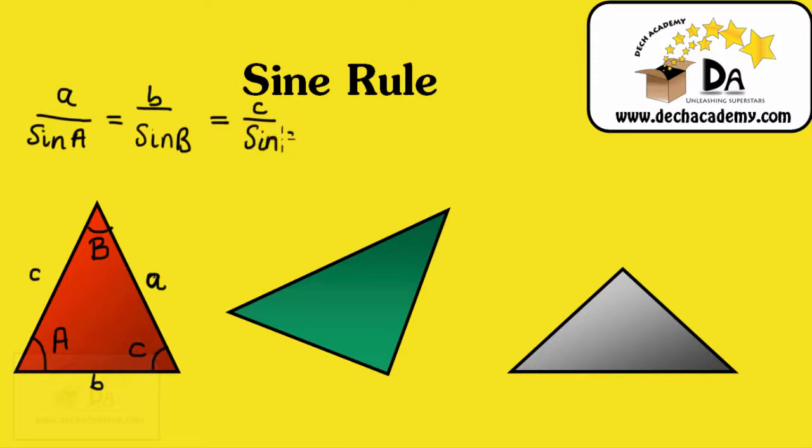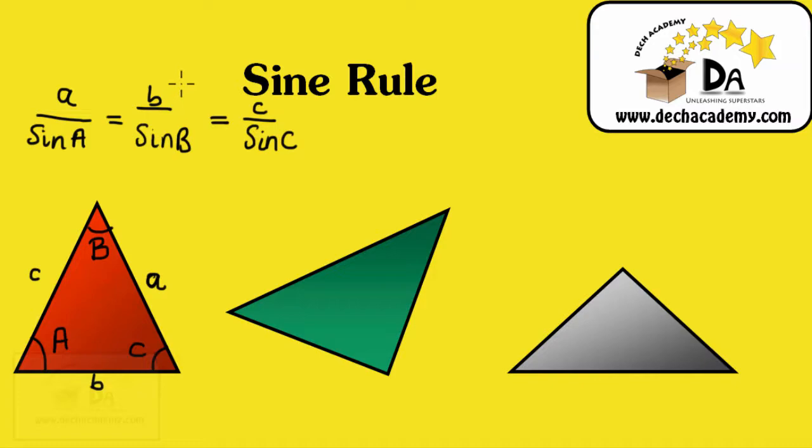So essentially what the sine rule is saying is that the ratio of the length of a side to the sine of the angle opposite to that side is equal to the ratio of the length of any other side to the sine of the angle opposite to that side. And that's what this equation is. And this equation is the sine rule. And remember from what I said earlier, the sine rule is actually a set of equations.